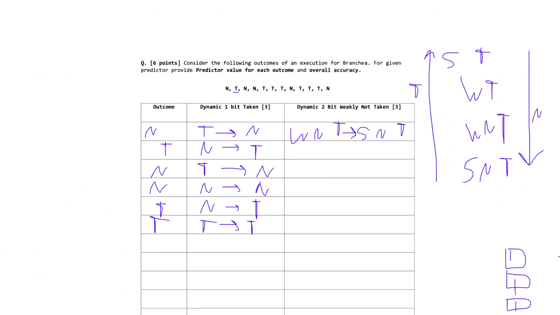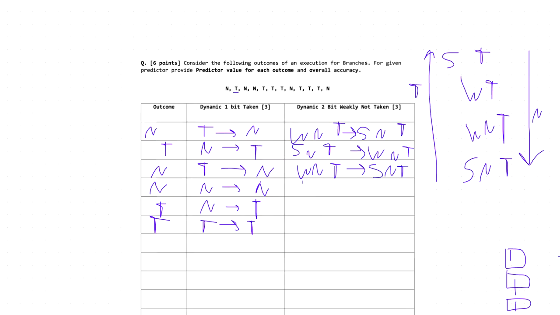Now I'm at strongly not taken, but I hit a taken as an outcome. That brings me up 1. I'm back to weakly not taken. I'm at weakly not taken, and I hit a not taken. That brings me down the chart. Strongly not taken.